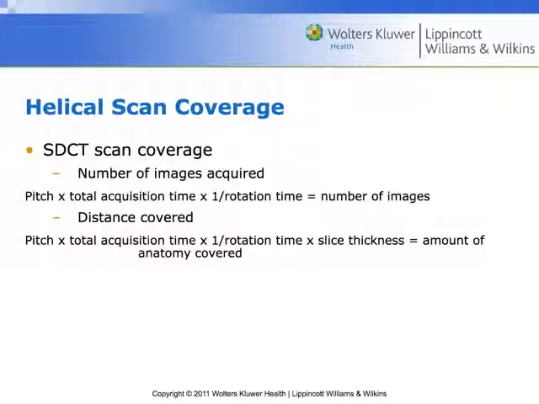So if we're talking about the area covered, the amount of anatomy visualized on a scan, we can think about that in terms of time, right? So pitch, total acquisition time, the rotation time. So 1 divided by the rotation time will give you the number of images, right? If I want to know the amount of distance that's covered by the CT scanner, again, I need my pitch, total acquisition time. I'm going to divide 1 by rotation time, and then slice thickness, and that will give me the amount of anatomy covered. So these formulas are very, very similar. The only thing I'm changing between the two formulas is adding slice thickness if I want to know the amount of anatomy covered.